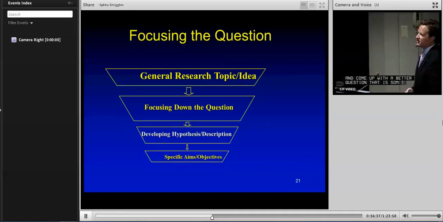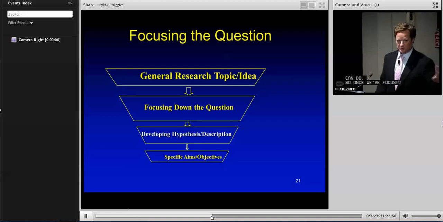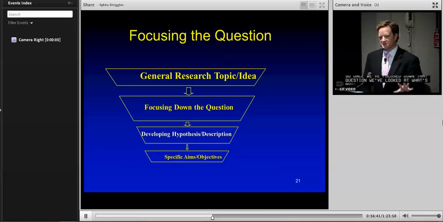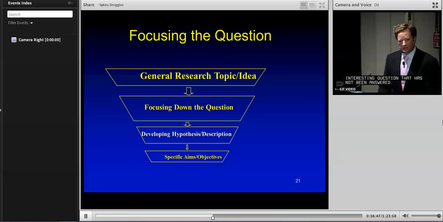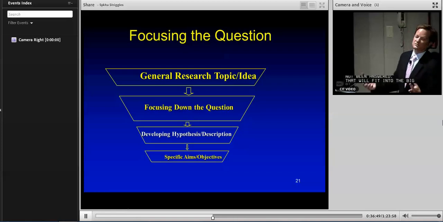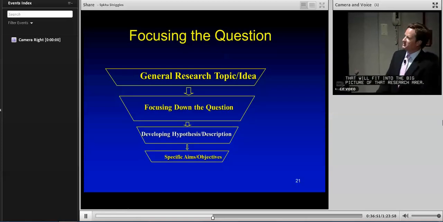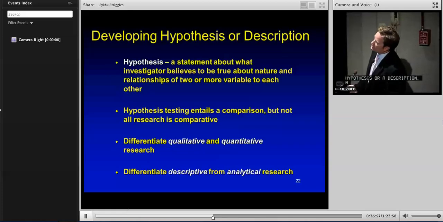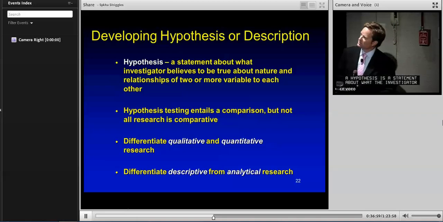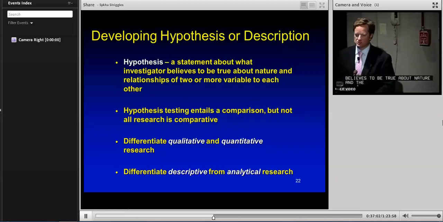So once we've focused down that question, we've looked at what's available out there, we've looked at the knowledge gaps, and now we've come up with an interesting question that has not been answered and that's going to fit into the big picture of that research area. Now we finally get to developing a hypothesis or a description. A hypothesis is a statement about what the investigator believes to be true about nature and the relationships of two or more variables to each other.